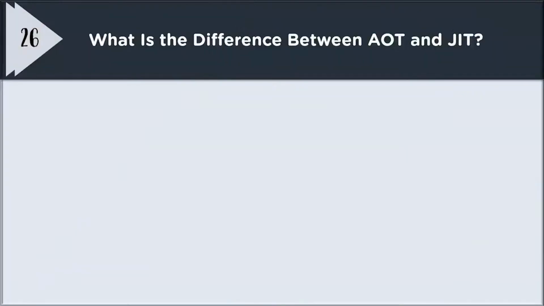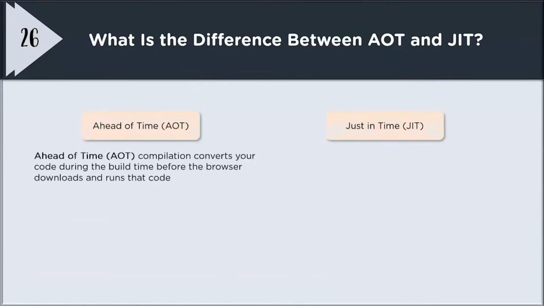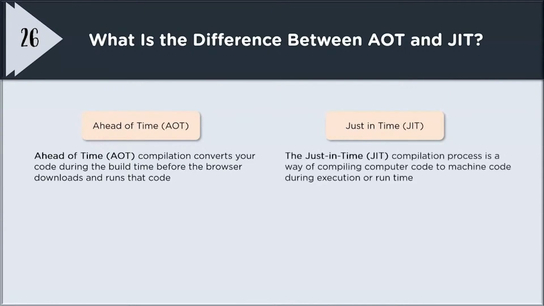What is the difference between ahead-of-time and just-in-time compilation? Now, ahead-of-time compilation converts your code during the build time before the browser downloads and runs the code. In case of just-in-time compilation, this process is a way of compiling computer code to machine code during the execution phase. AOT ensures faster rendering to the browser, while just-in-time is basically a dynamic compilation.